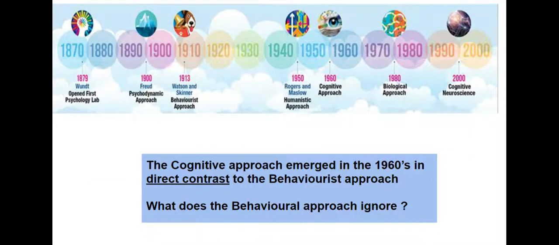Okay, so you have your timeline for the assumptions, and as you can see, the cognitive approach, although actually relatively quite old, is more recent, being developed in the 1960s. So it developed as a direct contrast to the behaviourist approach, which you would have studied previously. So what I want you to think about is what did the behavioural approach ignore with regard to our human experience? Trying to explain human behaviour, what does the behavioural approach ignore?